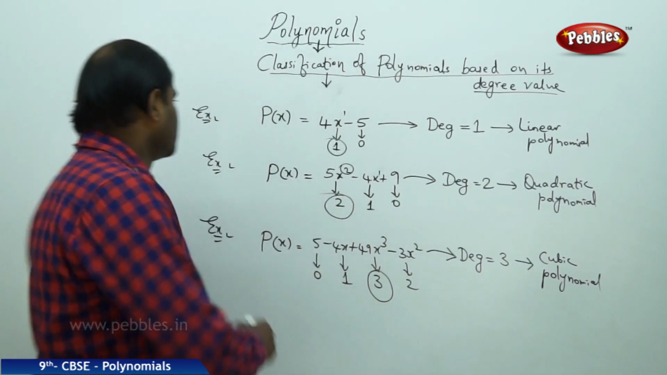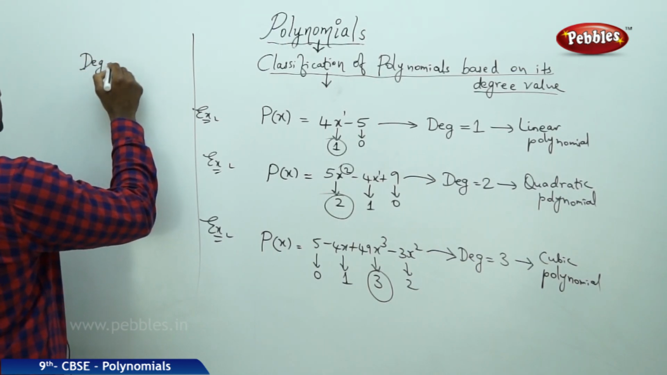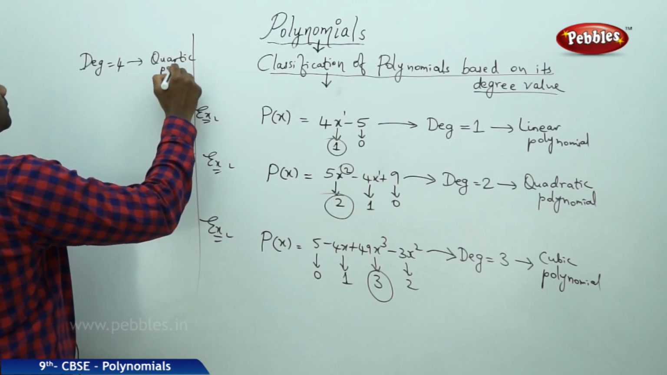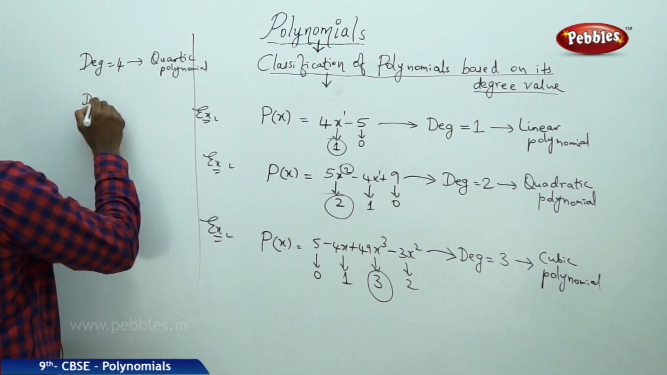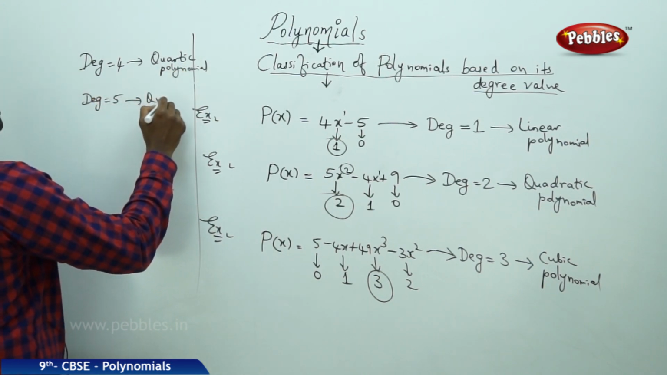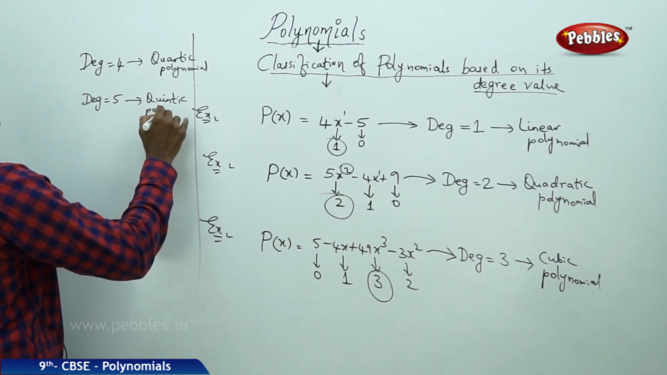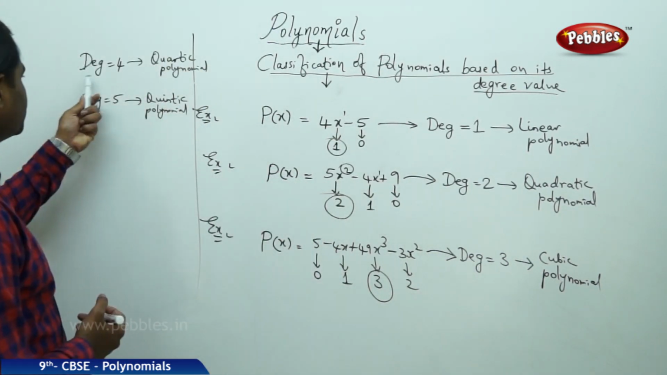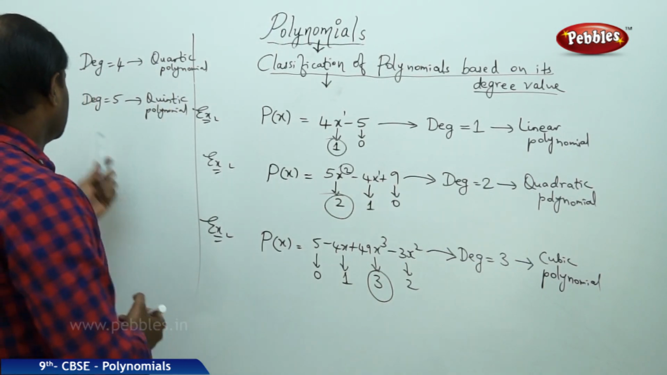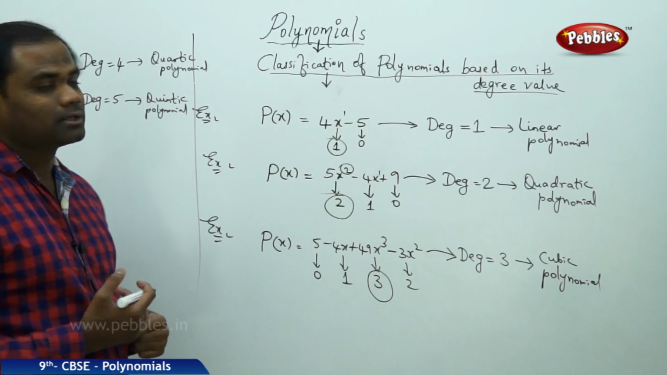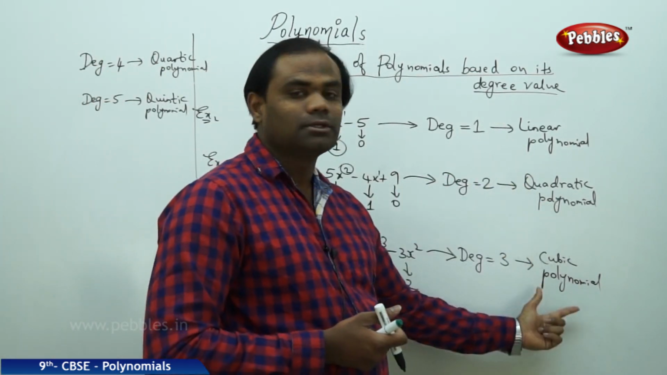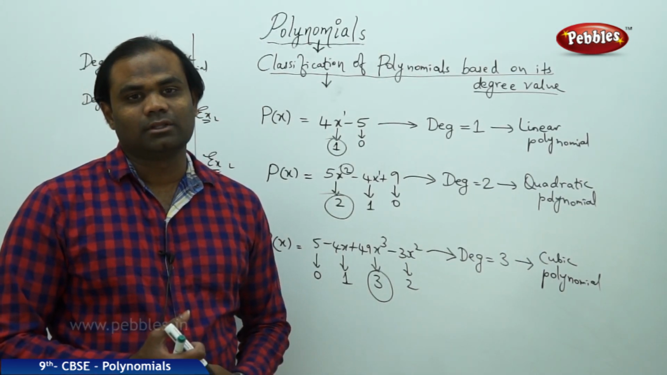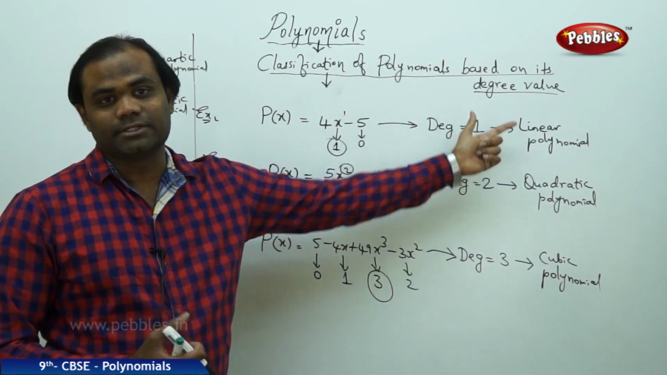Degree 4 and degree 5 are to be discussed as well. If the degree is 4, then the polynomial is called a quartic polynomial. And if the degree is 5, the polynomial is called a quintic polynomial. This is out of the syllabus, but just for presumed knowledge, degree 4 makes a quartic polynomial and degree 5 makes a quintic polynomial. Linear, quadratic, cubic, quartic, quintic, etc. is how we classify the polynomials based on their degree value.